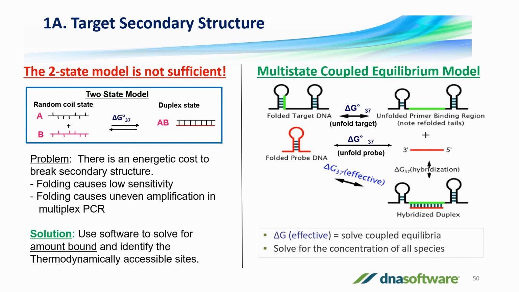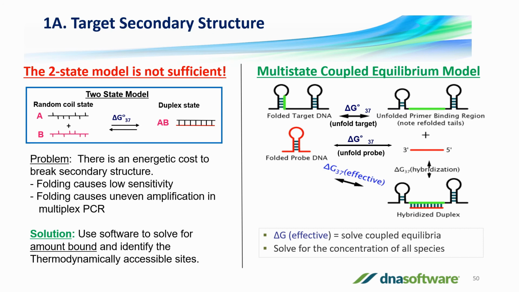Now, the two-state model works well if your actual reaction really does involve just these two states, random coil and duplex. However, the problem is that real DNAs are not like this. Real DNAs are folded molecules, as shown on the right-hand side. So your target DNA is a molecule that is often highly folded. And if the region where the primer is going to bind, shown in green here, is folded, then before the primer can bind, that region must become unfolded. And that reaction can be kinetically slow, and it also can inhibit the equilibrium of the reaction.